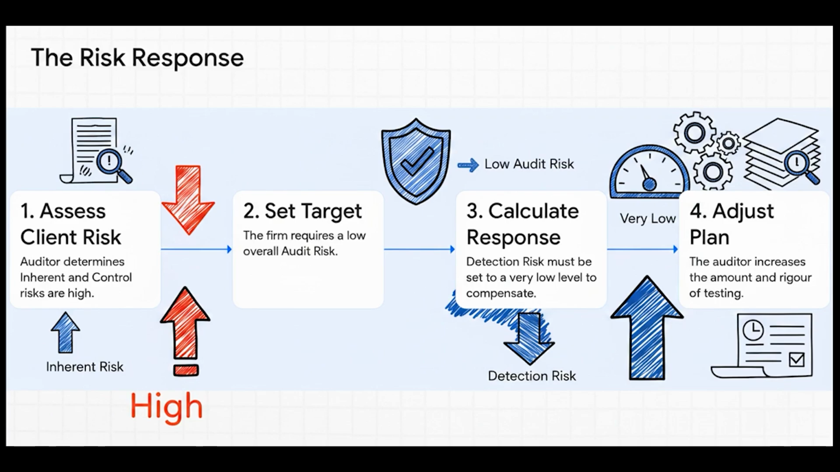But the audit firm's standard for overall audit risk is always low. So to balance the equation, the auditor has no choice but to force their detection risk to be very low. And that decision has a direct impact on the audit plan. It means more work, more testing, and a more intense audit. It's a simple rule. The higher the client's risk, the more work the auditor has to do.